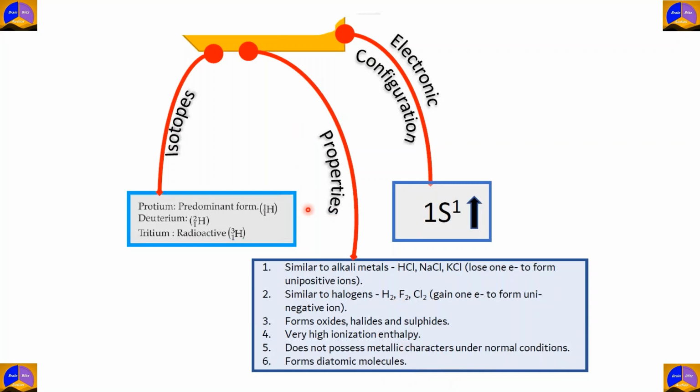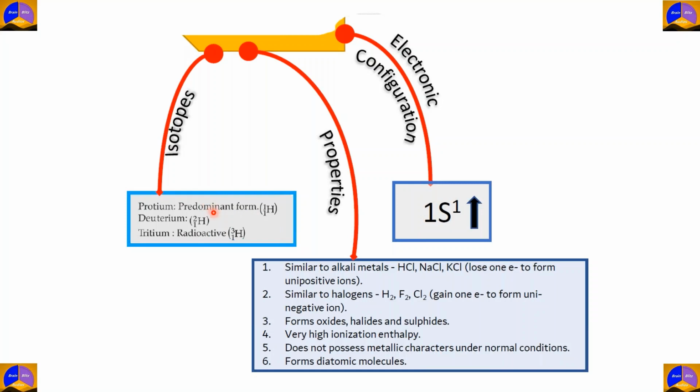Now, from the properties of hydrogen, we will move on to the isotopes of hydrogen. Hydrogen exists in three isotopes. The most common isotope is protium. Protium has one proton and one electron. Therefore, its mass number is 1.